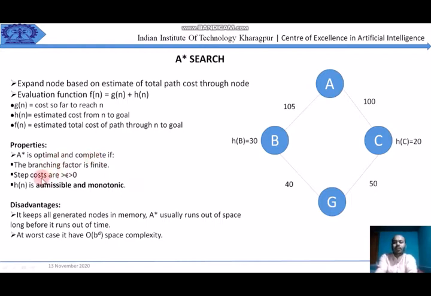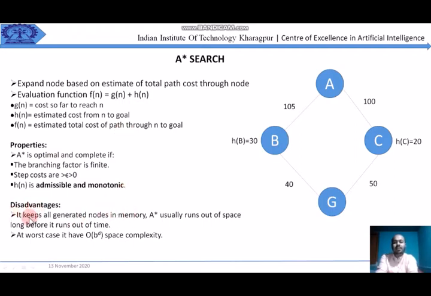So step costs are greater than some positive value, that is, epsilon. We have taken some positive value. So A star is admissible and monotonic. So why are we discussing the heuristic here? Because the heuristic function is related to the space complexity, meaning the memory needed for heuristic search. So here we have to discuss the heuristic function in some detail.